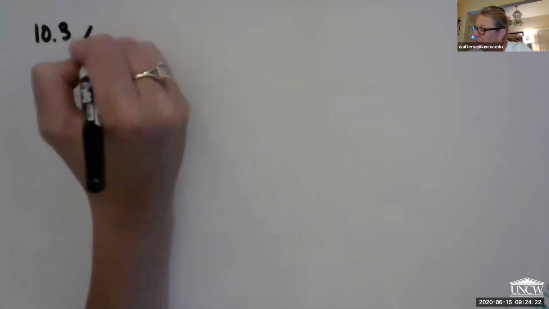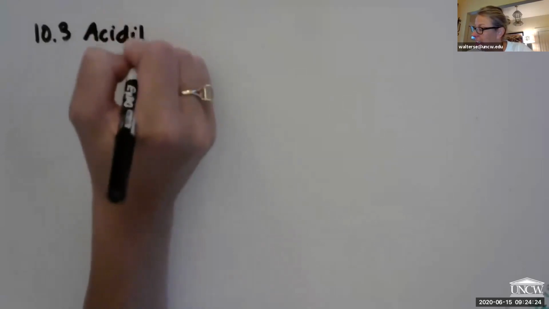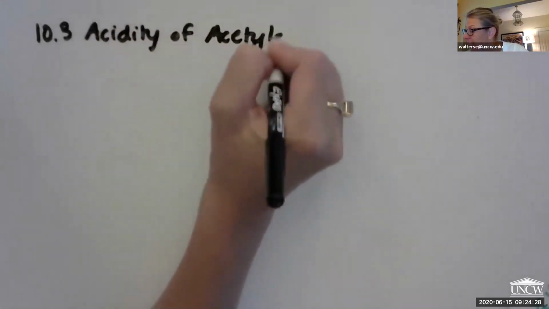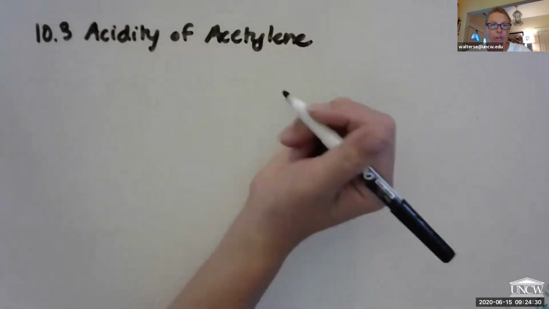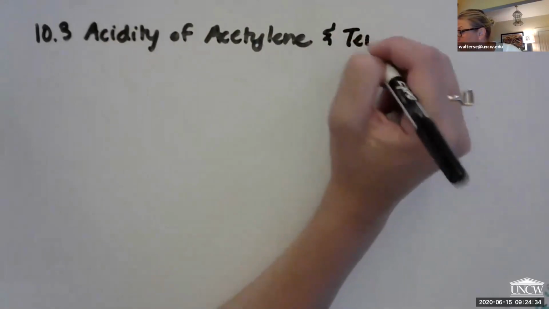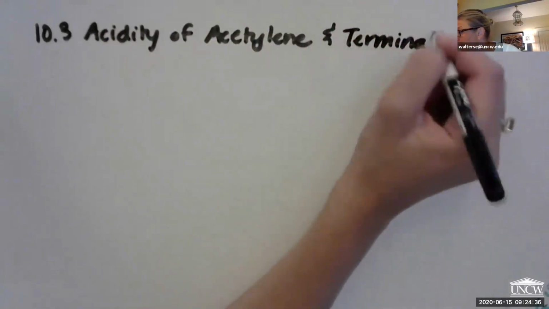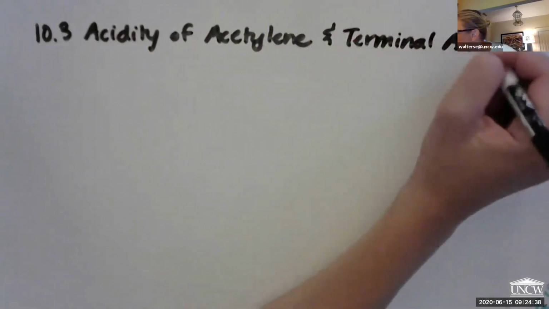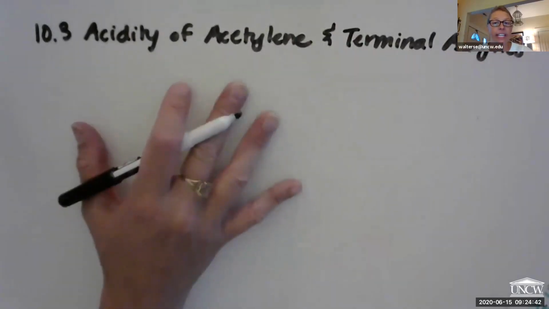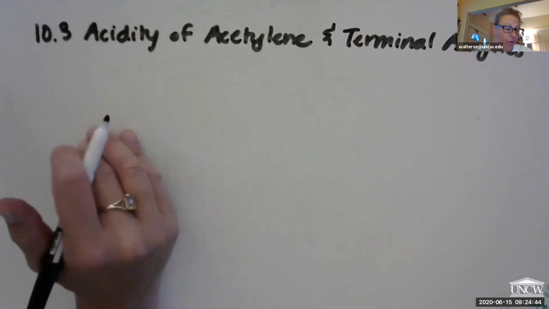So this is called acidity of acetylene. But acetylene is the simplest terminal alkyne. So this really just then refers to all terminal alkynes. You don't see any of this behavior in internal alkynes. It's only if they're terminal.